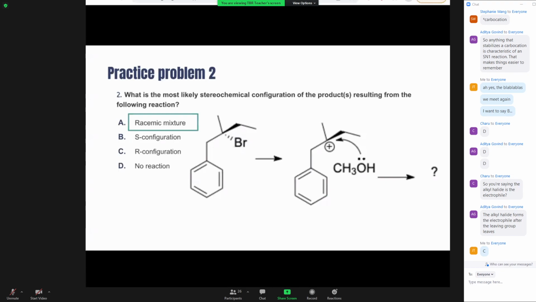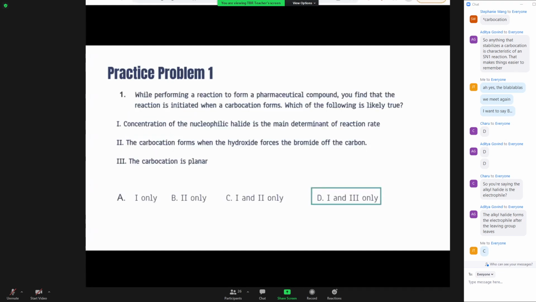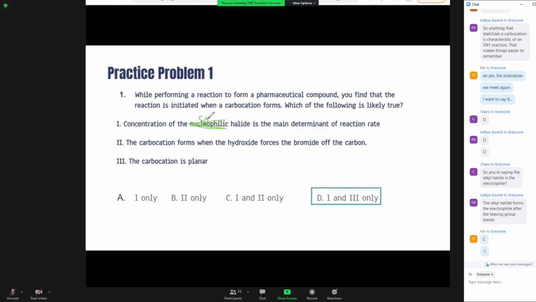So let's look at why that is. Oh, yes, I can go back to the last slide. The answer is D, and also something important, sorry, I cleared all my drawings, but this should be alkyl halide and not nucleophilic halide. So let me write that real quick. Sorry, my trackpad drawing skills are horrible.